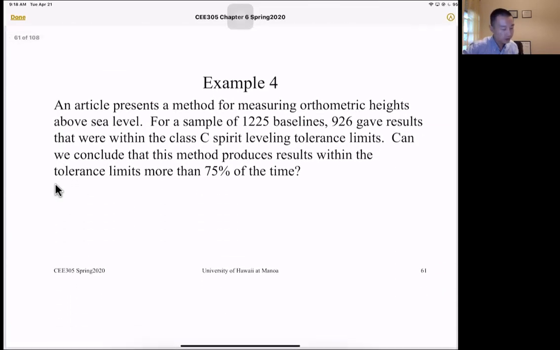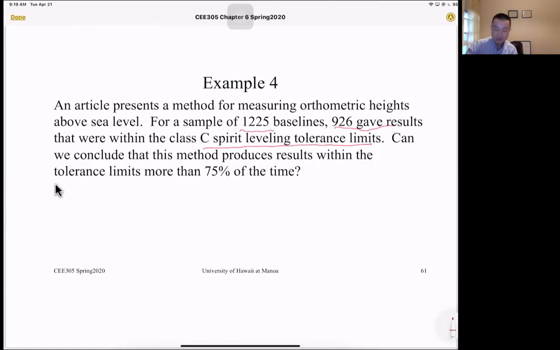Here is another one. The article presents a method for measuring orthometric height above sea level. We have a sample of 1225 baselines. Out of these, 926 gave results that were within the class C spirit leveling tolerance limit. Whatever the question, we know 926 out of 1225 is a proportion.